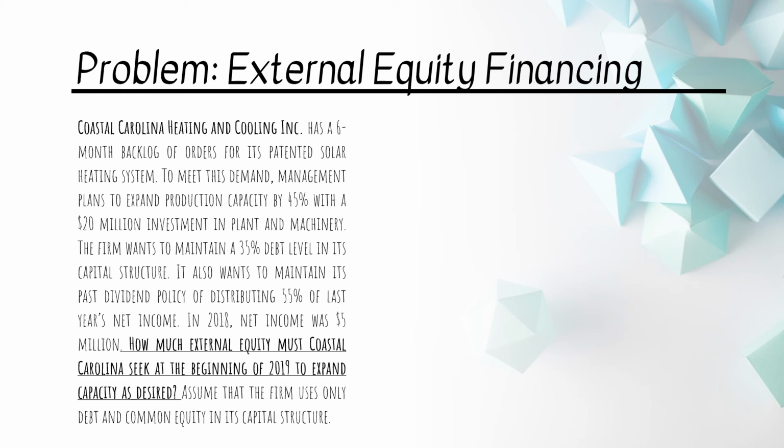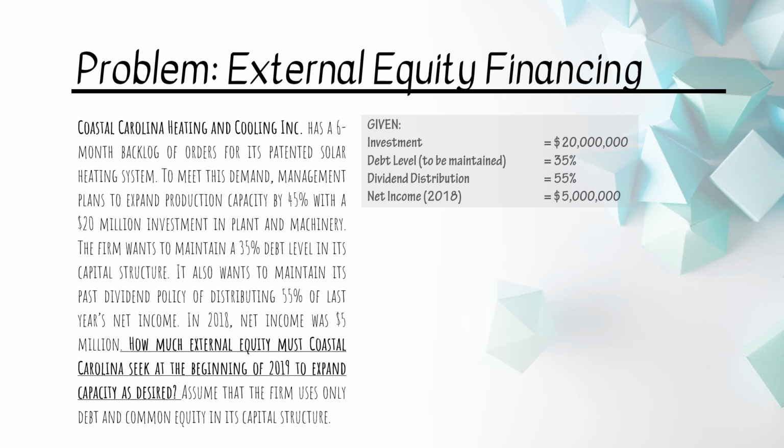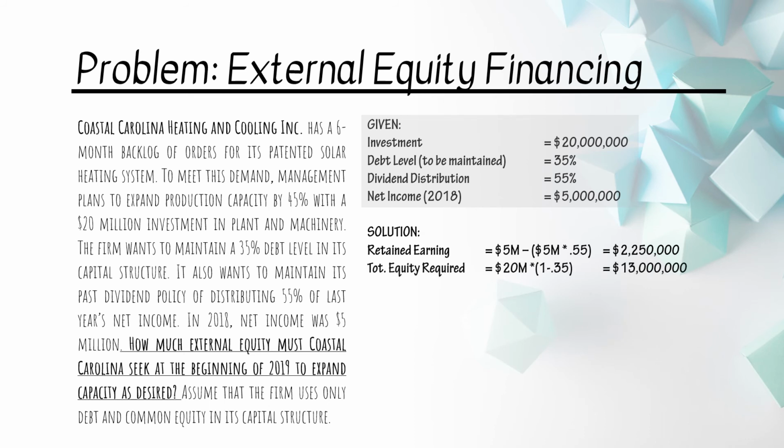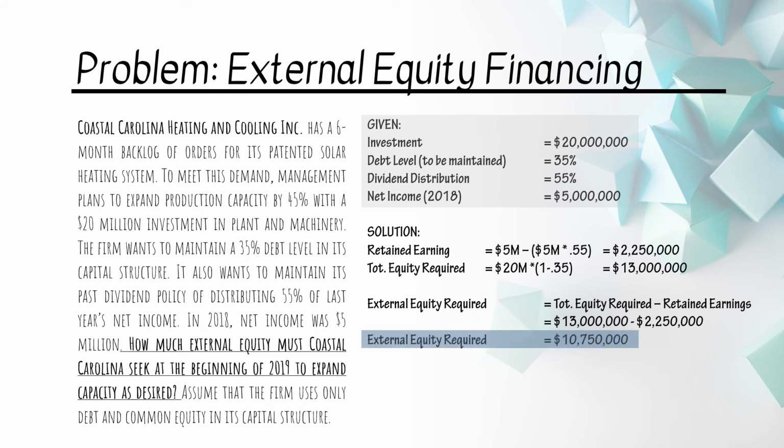For the next problem, we have to determine how much external equity Coastal Carolina needs. The given data are the following. First, we find the retained earnings, which is net income less the dividends to be distributed, which equals $2.25 million. Next, we find the total equity required for the investment by subtracting the debt required from the cost of the investment, and that is equal to $13 million. Finally, we can now determine the external equity required by subtracting the internal equity, or the retained earnings we computed, from the total equity, and that results in $10.75 million.